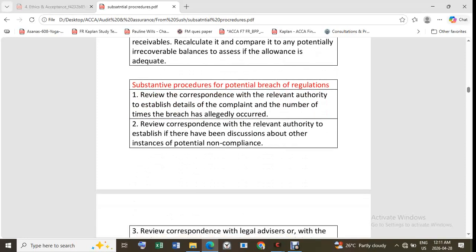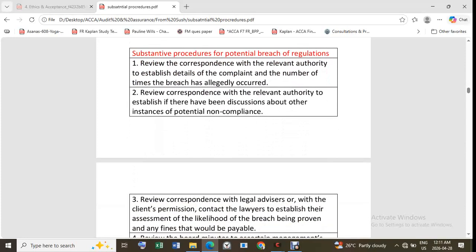Substantive procedure for potential breach of regulations. For potential breach of regulations, what are the substantive procedures? First, we have to review the correspondence with relevant authority to establish details of the complaint and the number of times the breach has allegedly occurred. Review the correspondence with relevant authority to establish if there has been discussion about other instances of potential non-compliance.